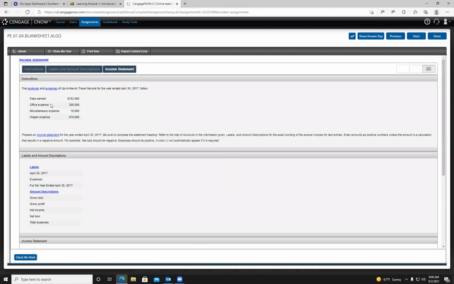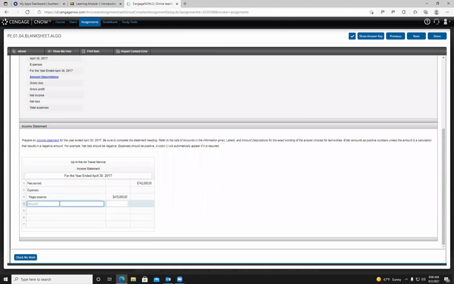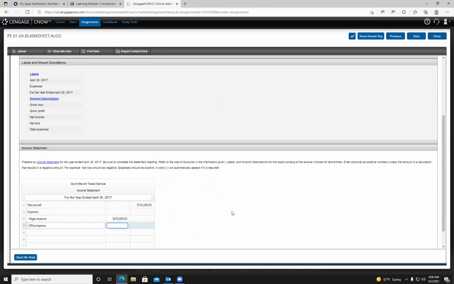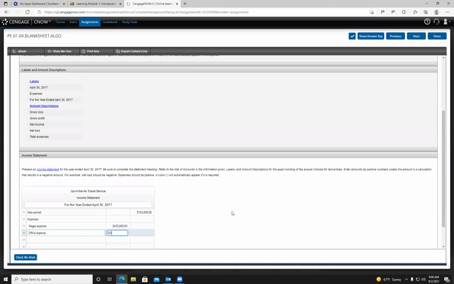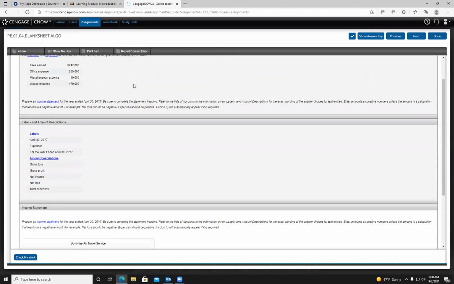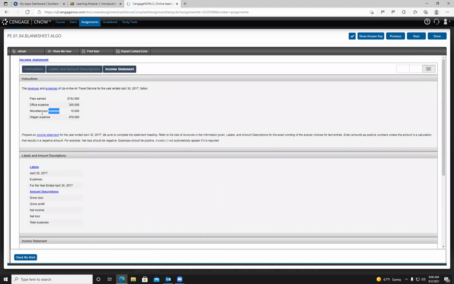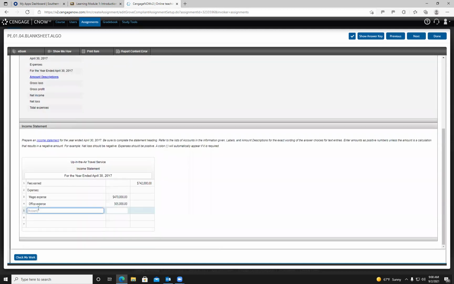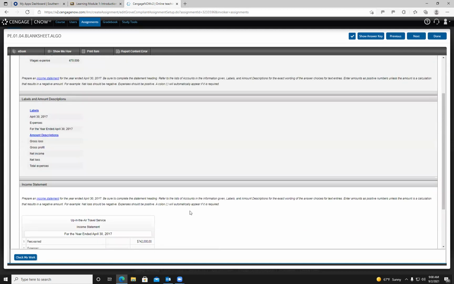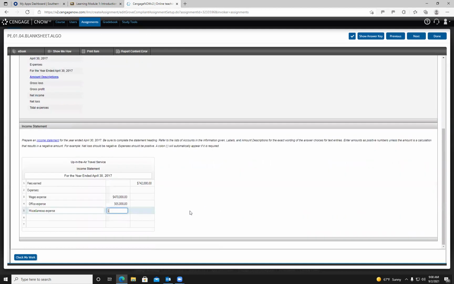Our next one is going to be our office expenses. And that was 305,000. And then last, miscellaneous expense. And that was for $10,000.